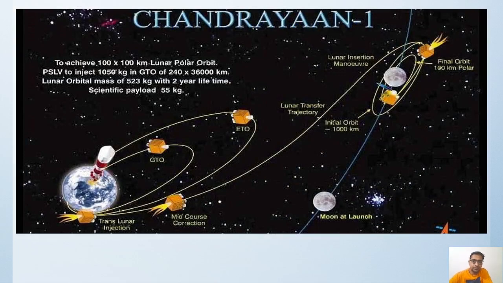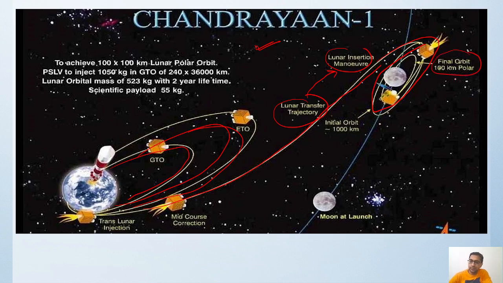So you can see here, this is the Chandrayaan 1 mission that we sent. In the geotransfer orbit, we put a satellite and slowly raised its orbit, and then we fired it towards the moon. We call that the lunar transfer trajectory, and after that there was a lunar insertion maneuver so that it enters into the orbit of the moon. The final orbit is 100 kilometer polar. The initial orbit was 1000, and slowly we descended it to 100 kilometer polar.